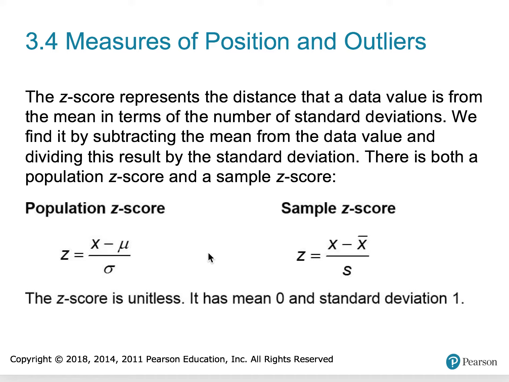A z-score measures the number of standard deviations an observation is above or below the mean. For example, a z-score of 1 means that data value is 1 standard deviation above the mean. A z-score of negative 1.5 means that data value is 1.5 standard deviations below the mean. So the z-score provides a way to compare apples to oranges by converting variables with different centers or spreads to variables with the same center and spread. So let's look at an example.